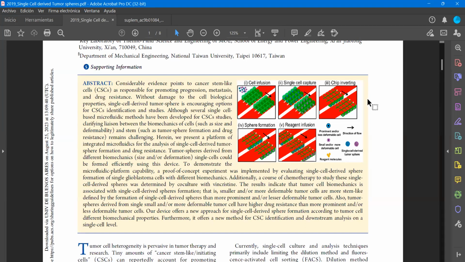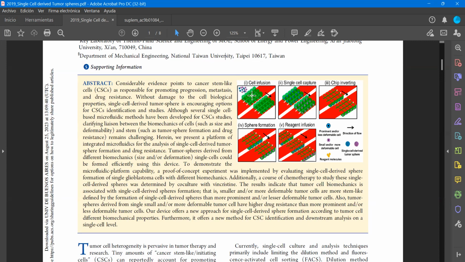That's why it's very interesting that they demonstrated that the biomechanics of these tumor cells affects the formation of the spheres. So what they did, here you see that they depict the prominent or less deformable cell in blue, and the small or more deformable cell, the induced cell line, in purple. So here is the mixture of these two cell lines, and they are going to be injected in this microfluidic device. Here you see the direction of the flow.